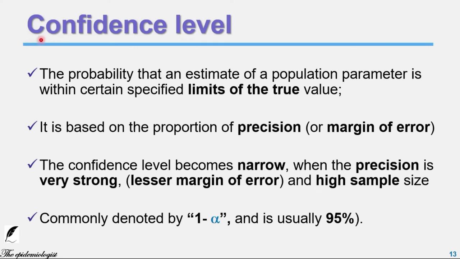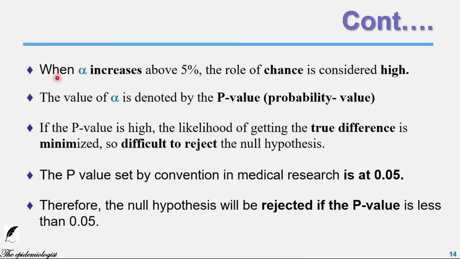On the contrary, the confidence level or limit is the probability that an estimate of a population parameter is within certain specified limits of the true value. It is when a single estimate is inferred to a population parameter. It is based on the proportion of precision, or margin of error. The confidence limit becomes narrow when the precision is very strong, a lower margin of error, due to the high sample size. It is commonly denoted by 1 minus alpha and is expressed with a 95% confidence limit.